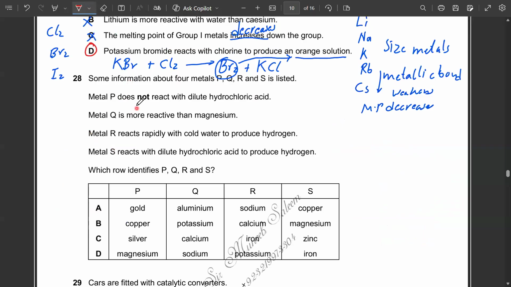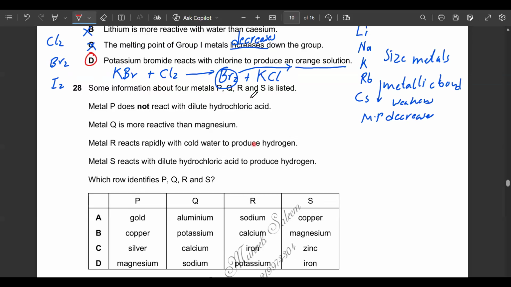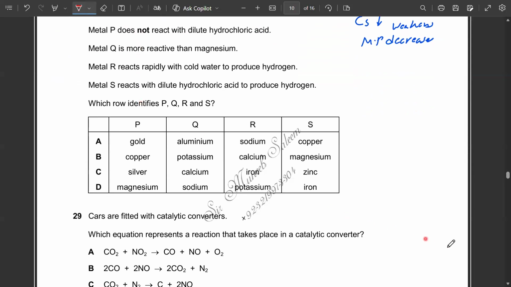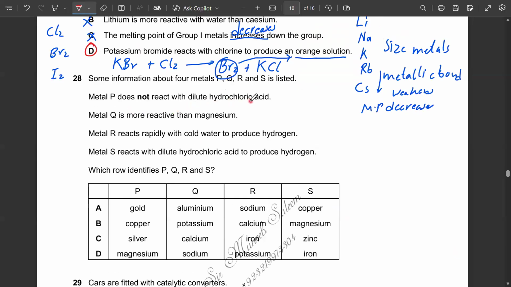Then question number 28. Some information about four metals P, Q, R, and S is given, and we have to identify these metals. Metal P does not react with dilute hydrochloric acid. Metal Q is more reactive than magnesium. Metal R reacts rapidly with cold water, producing hydrogen. Metal S reacts with dilute hydrochloric acid, producing hydrogen.